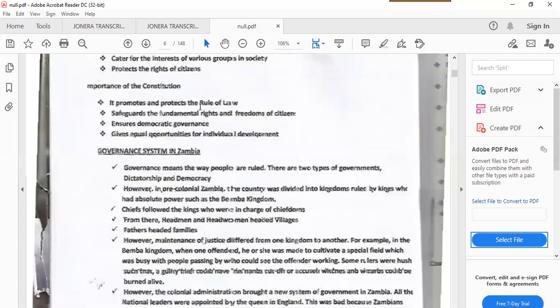So why are we learning this? What's the importance of the Constitution? So one, it promotes and protects the rule of law. Remember, the constitution is the highest law in that country. So the importance of the constitution is that it promotes and protects the rule of law. Also, it safeguards the fundamental rights and freedoms of citizens. Our rights and freedoms have to be guarded by the Constitution, and it ensures democratic governance. Also, it gives equal opportunities for individual development.